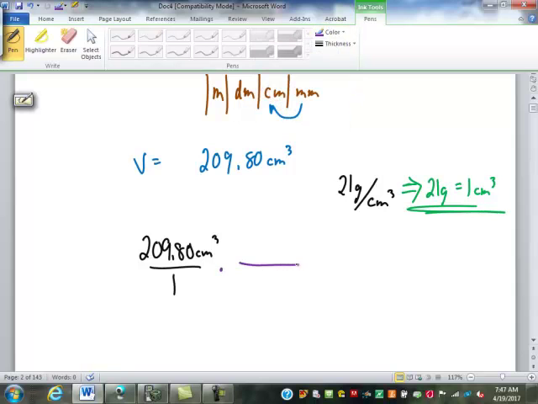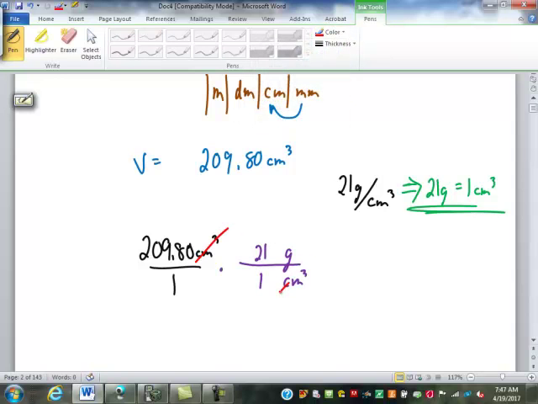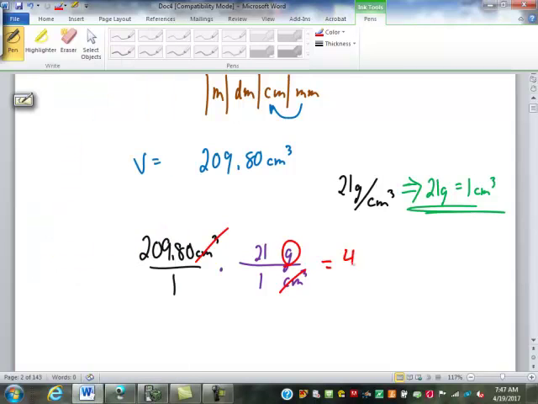So over here, I'm getting rid of centimeters cubed. I'll put centimeters cubed on bottom. And I want to convert to grams. 21 grams, 1 centimeter cubed. So you can see the cubic centimeters cancel out. The only units that will be left will be the grams. So we got that 209.8 times 21 is 4,405.8 grams. On bottom, it's just 1 times 1 is 1, so there's nothing to divide out.